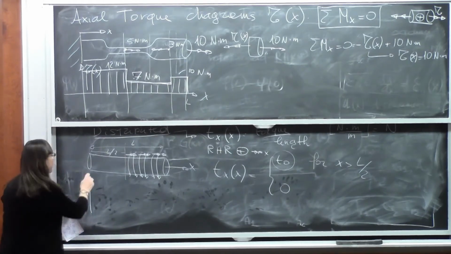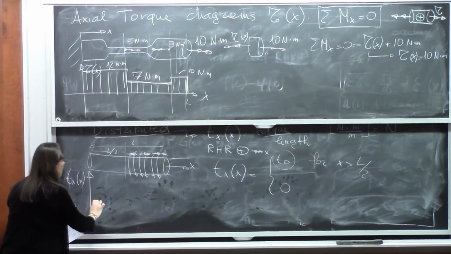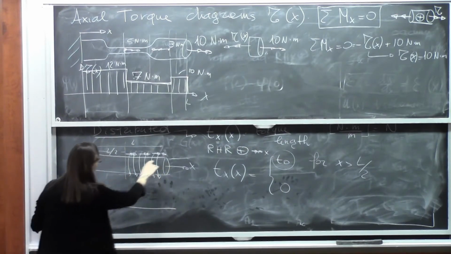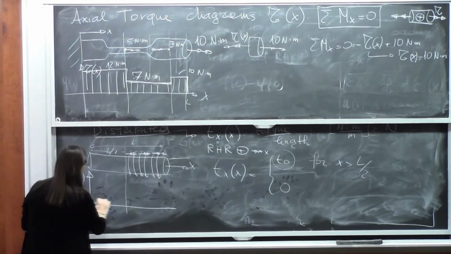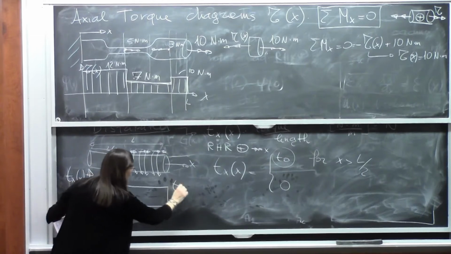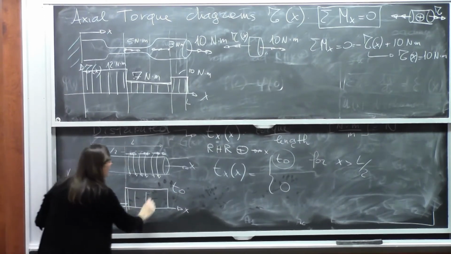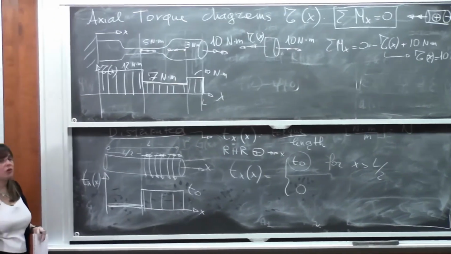OK, so the first thing that you do is you plot your tx of x, the same way as you were first plotting fx of x. So if I do a plot, it means it's nothing here, and then here it jumps to T0. This is your plot of your torque.